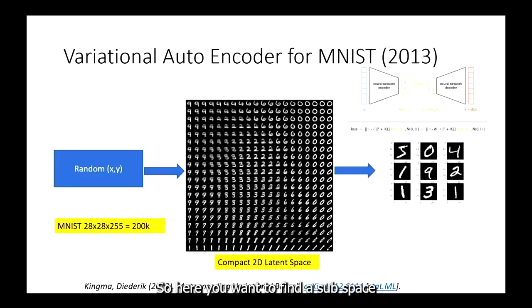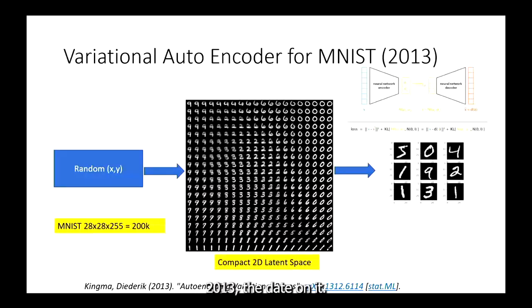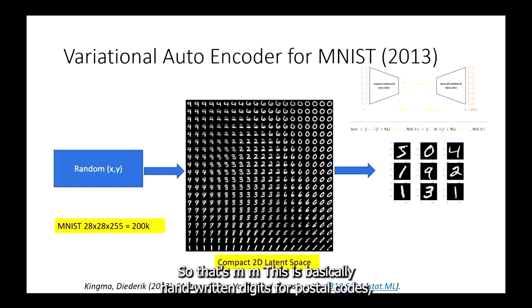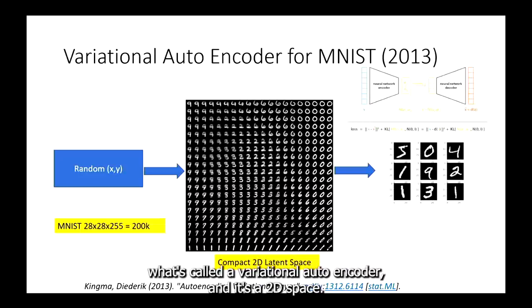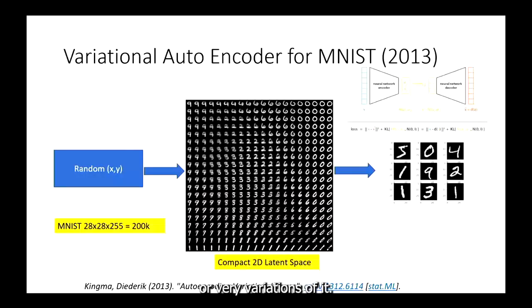So here we want to find a subspace where every place we look is something interesting. This was first done back in about 2013. That's MNIST. MNIST is basically handwritten digits for postal codes, and there was a fairly large database of that at the time. What you could do there is create a space using what's called a variational autoencoder, and it's a 2D space, and everywhere you looked in that space was a handwritten digit or variations of it.